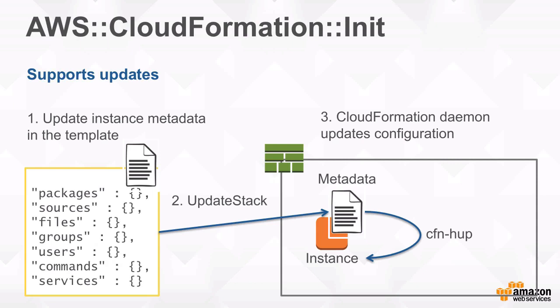CFN Init also supports updates the same as the rest of the CloudFormation stack. So this allows you to update instance metadata inside of the template and then call an update stack command to update that stack, and the CloudFormation agent on that instance can then update that stack changing just the things that have changed inside your template. So again, to update say a package version, for example, you could just change the package version in that declarative text in the CloudFormation template, and the agent will automatically update that package version on the end nodes for you.